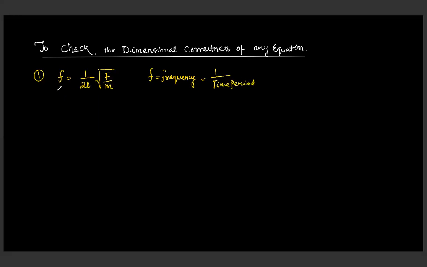We are checking the dimensional correctness of this equation. So this is the left hand side of the equation and this is the right hand side of the equation. An equation is dimensionally correct if and only if the left hand side is equal to the right hand side.